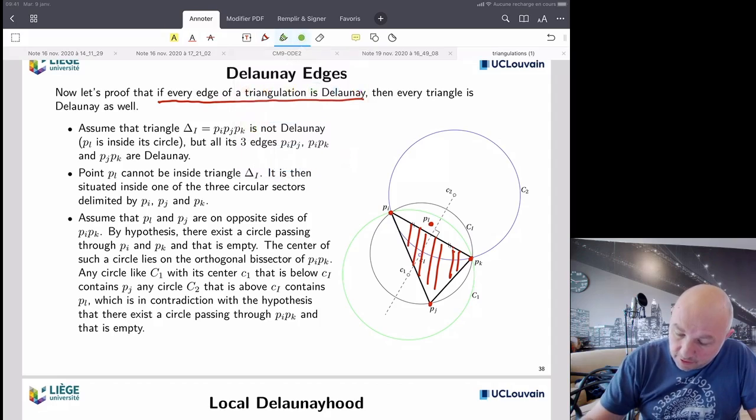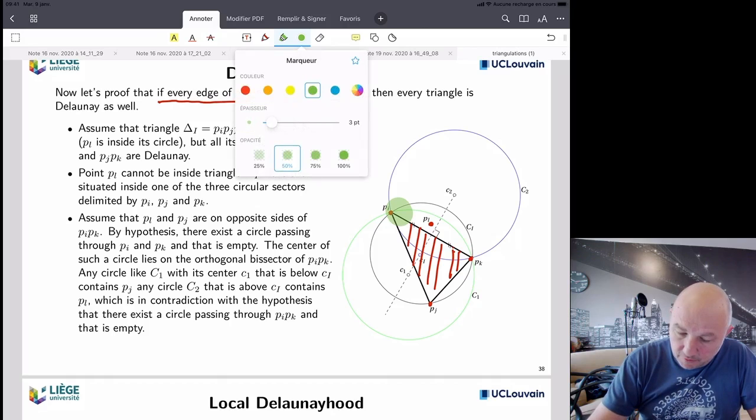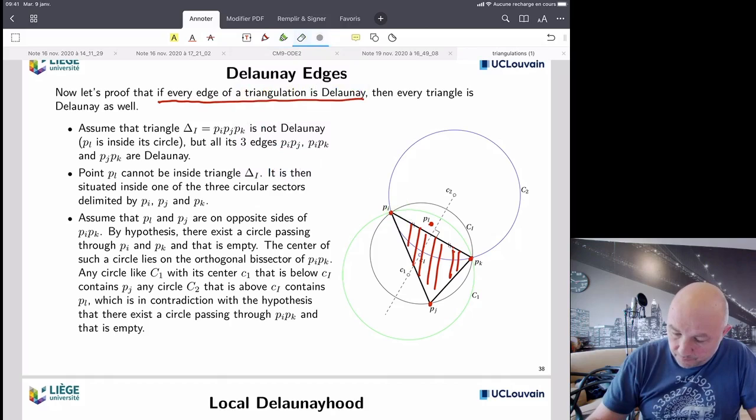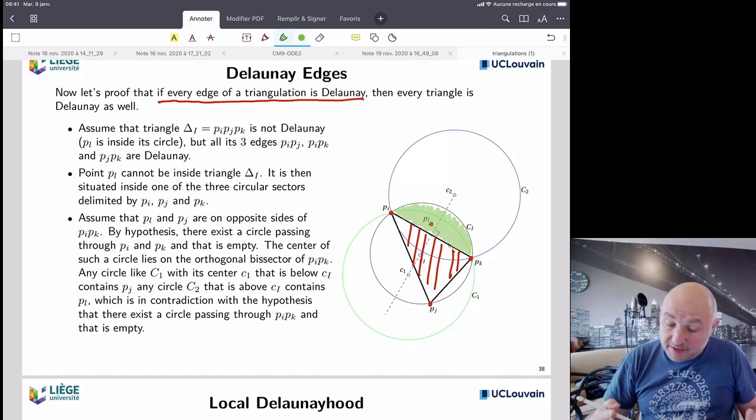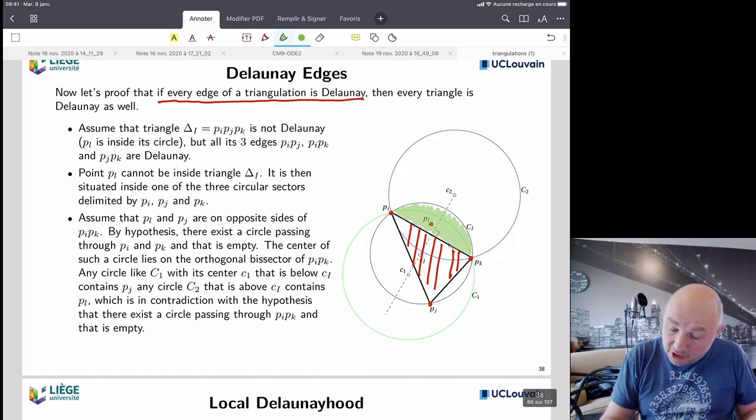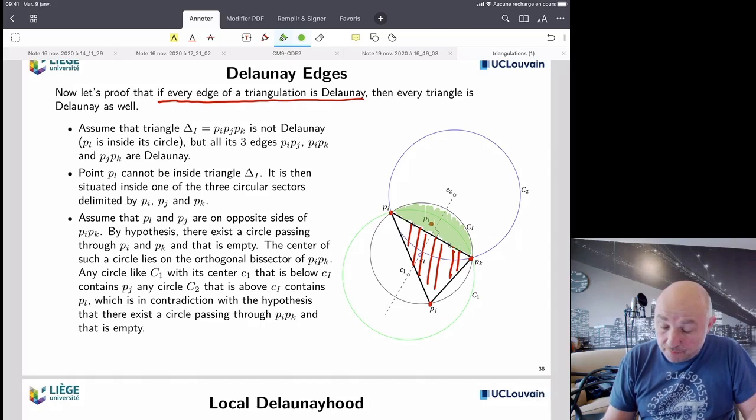For example, this is one of the disk sectors I'm talking about. That's one of these. We assume it lies inside this disk sector corresponding to edge PI, PK. By hypothesis, this edge PI, PK is a Delaunay edge. So it has a circle which is empty.